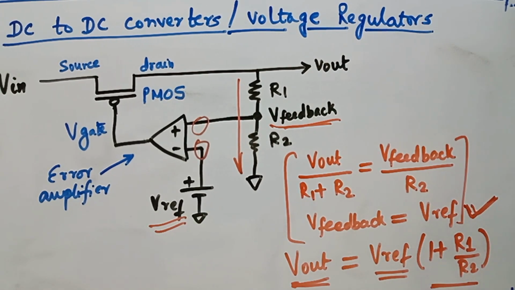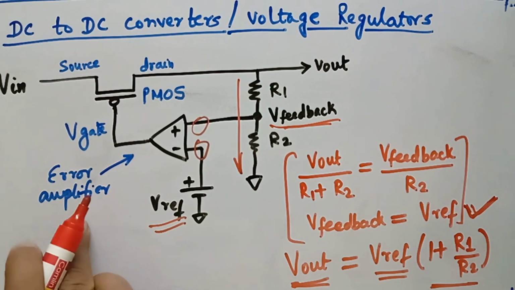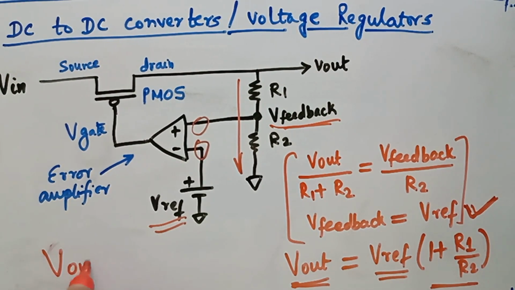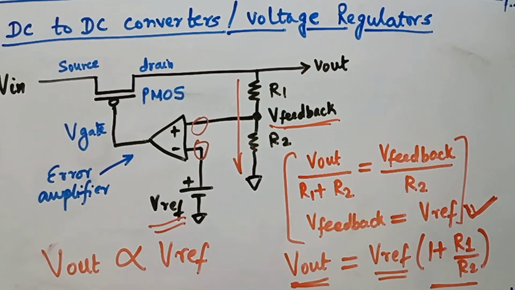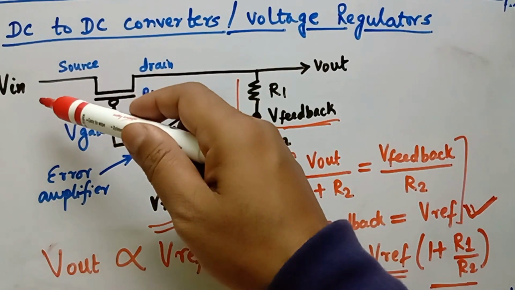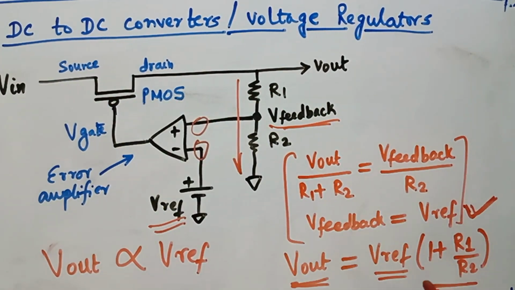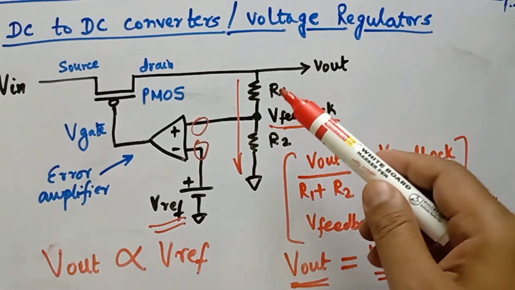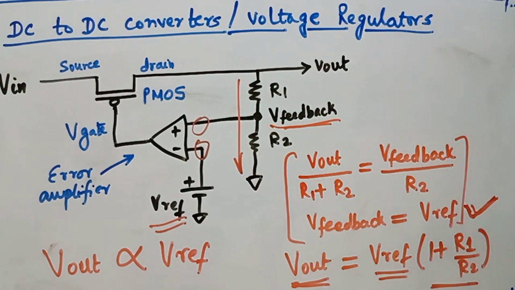So in fact, what we have tried achieving by doing all this is that we are able to generate V out, which is now proportional to V ref, which is a constant voltage, which was the idea. So now V out is no longer dependent on V input. At the same time, V out is also not dependent on the load resistance. So let me try to show you how it happens.